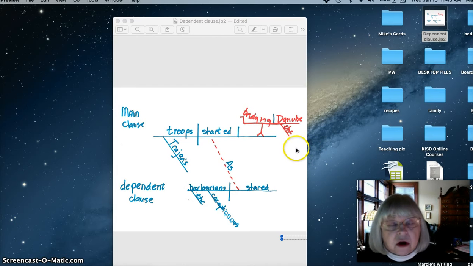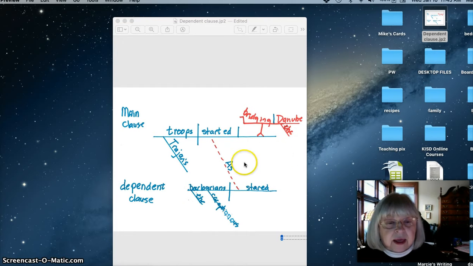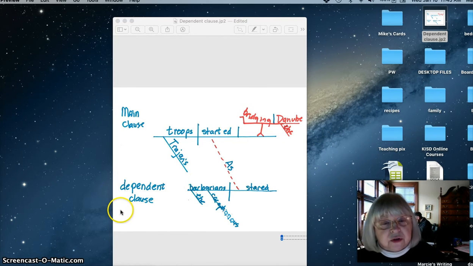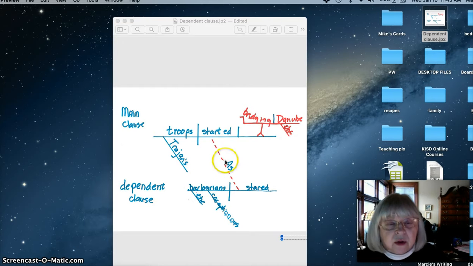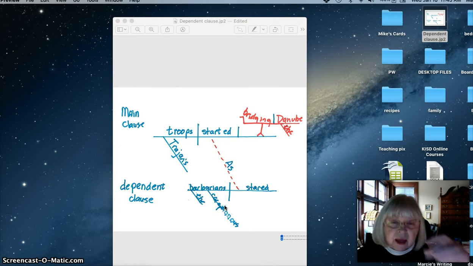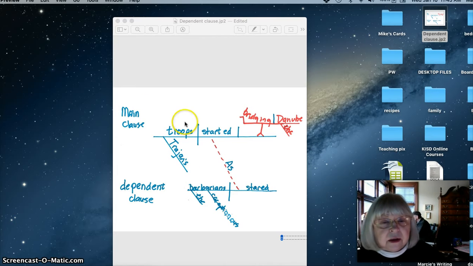The main clause is always on top when it comes to diagramming, even though the dependent clause was the first thing in the sentence. It always is depending from, hanging from the main clause. So here we have Trajan's troops. Well, we'll begin with the dependent clause. You have to make sure you use the capital letters so that I know that you know where the sentence began. As the cacophonous barbarians stared, Trajan's troops started.